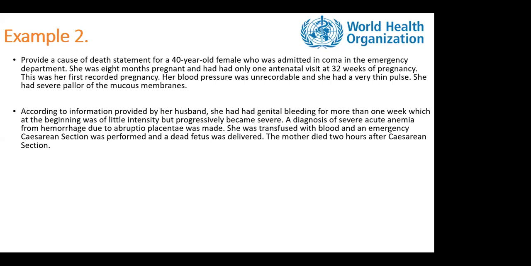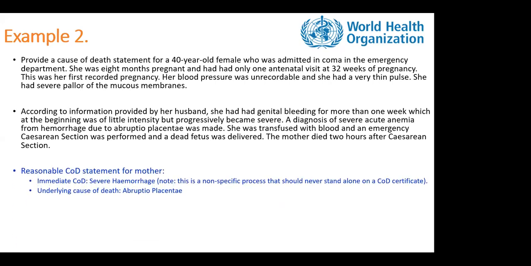That's very important for you to know. Now, the reasonable cause of death statement for the mother: the immediate cause of death will be severe hemorrhage. I've put it here and I've put in a bracket: note, this is a non-specific process that should never stand alone on a cause of death certificate. The underlying cause of death is abruptio placentae. When you become an expert in cause of death certification, you will automatically eliminate severe hemorrhage.